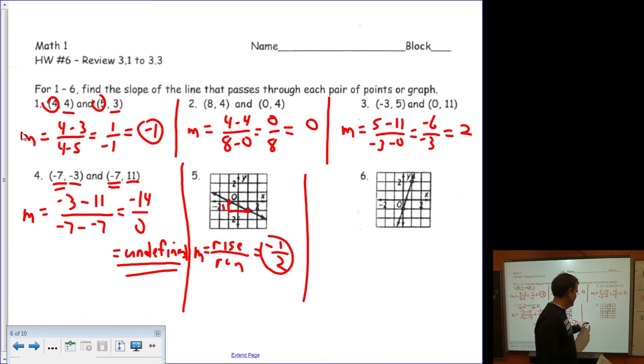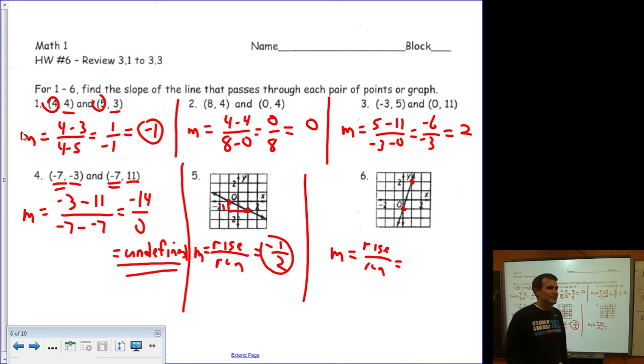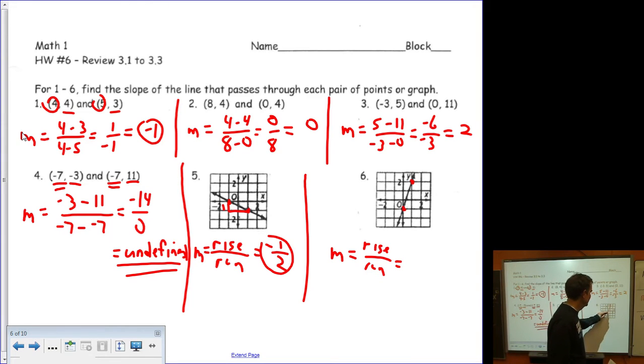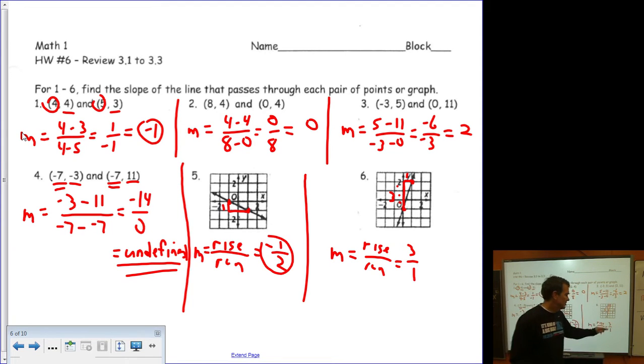And number 6, the slope again is equal to rise over run. I'm going to make a little triangle using these 2 points and calculate the rise over run. This one, the rise is 1, 2, 3 blocks. The run is 1 block, so the slope is 3 over 1. Which simplifies to 3.